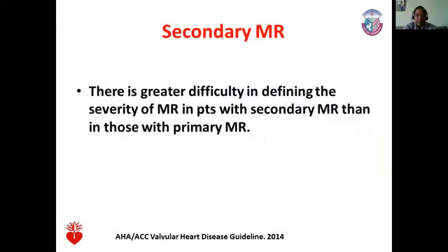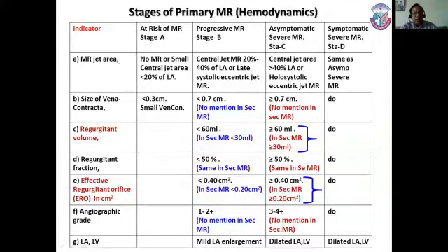At the end of my lecture, I'll say a few words regarding secondary MR. It is more difficult to define the severity of MR in patients with secondary MR than in primary MR. You can see there are several parameters, but I will emphasize two: regurgitation volume and effective regurgitant orifice area. For primary MR, more than 60 ml is severe, but for secondary MR, only 30 ml indicates severe MR. For effective regurgitant orifice area, for primary MR, more than 0.4 indicates severe, but for secondary MR, only more than 0.2 indicates severe.